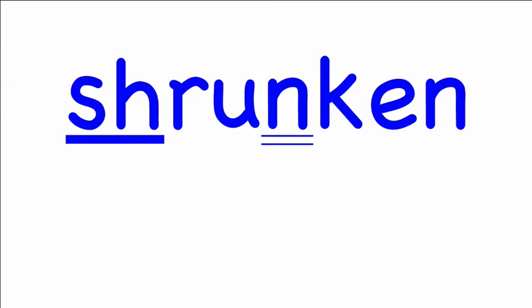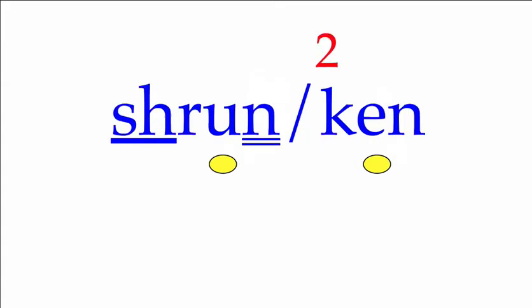Now the next step is to identify our vowel sounds. We have two vowel sounds in this word. Therefore, we have a two-syllable word. And because we have a two-syllable word, we now have to divide the word into syllables. Syllable rule 2 is in effect because we have two consonants between our vowels, the N and the K.